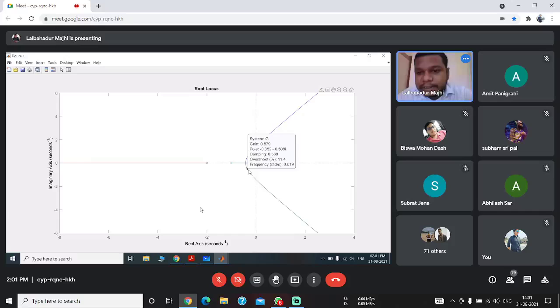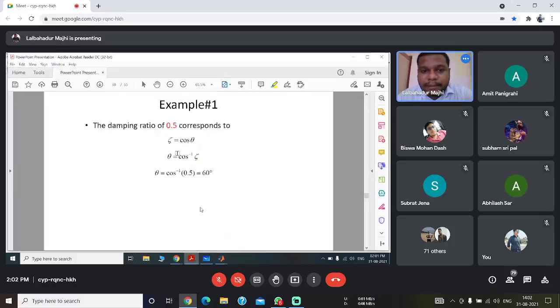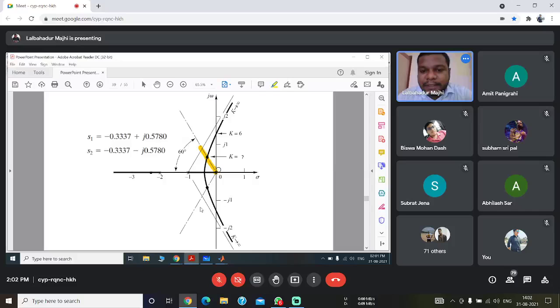See, the damping is changing, right? So at this point the value of zeta is 0.5 and the location of pole is minus 0.335 minus 0.573i, and at that time our system gain K is 1. So this can be done by this method. We have to find that zeta equals cos theta, so theta will be 60 degrees. So we have to draw a 60 degree line from this side, and at this point we can find the value of this damping ratio.